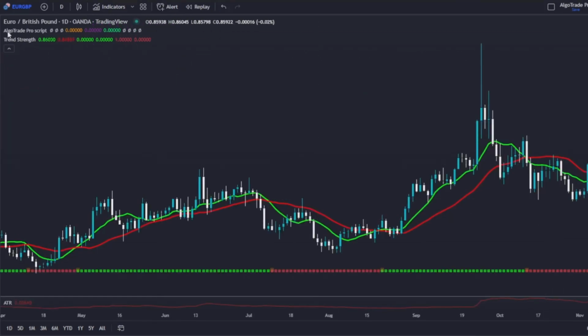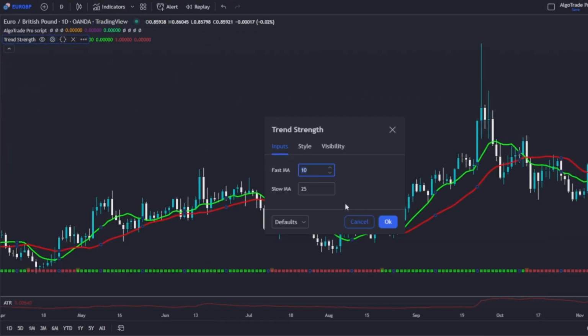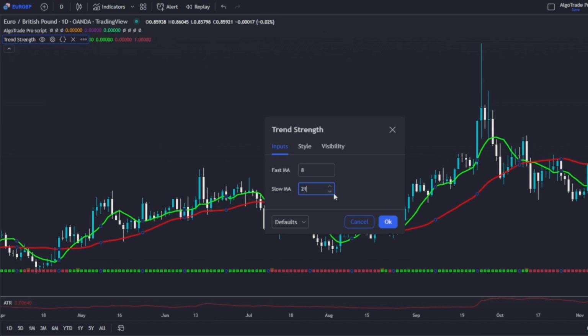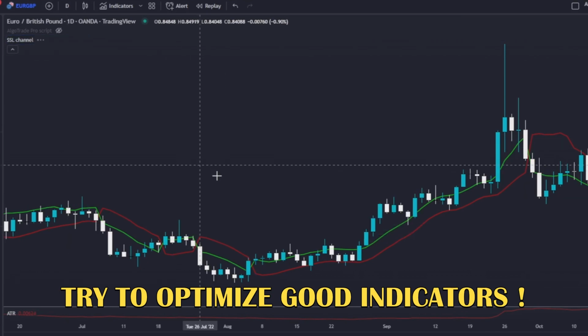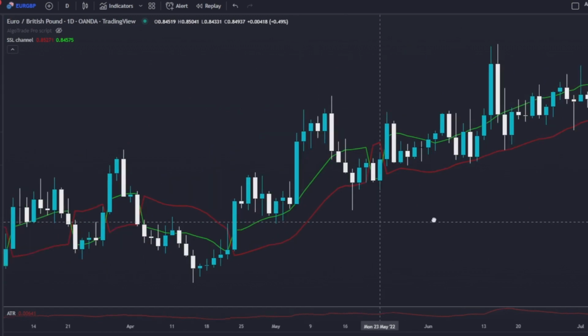Of course, you can always change the indicator settings to try to optimize it, but I would advise you to throw this indicator strategy away and try to optimize indicators that in default mode already have a good performance, like the SSL channel indicator.